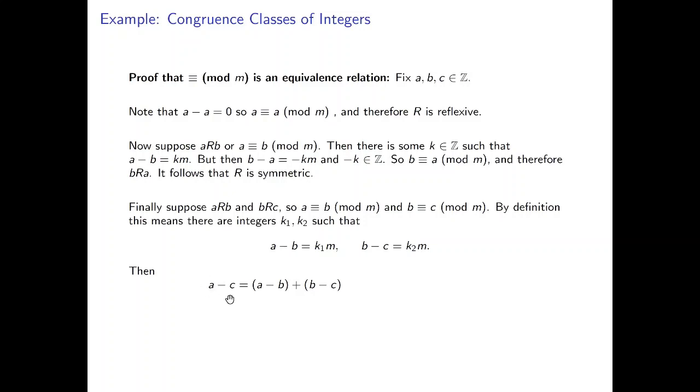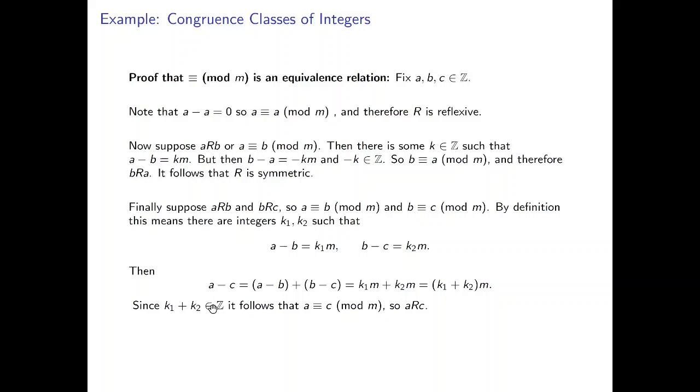Notice I want to show that this quantity A minus C is an integer multiple of M. What I'm going to do is write it in terms of the information that I know, right? So I know A minus B and I know B minus C. Well, I can break up A minus C as A minus B plus B minus C, right? Because the minus B and positive B will cancel out, and I'll just get A minus C again. And then if I plug in these two equations into the parentheses, I get that A minus C is equal to K1 times M plus K2 times M. And so, of course, I can factor out the M and get that A minus C is K1 plus K2 times M.